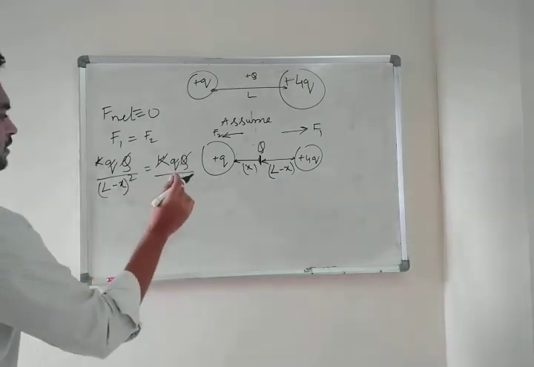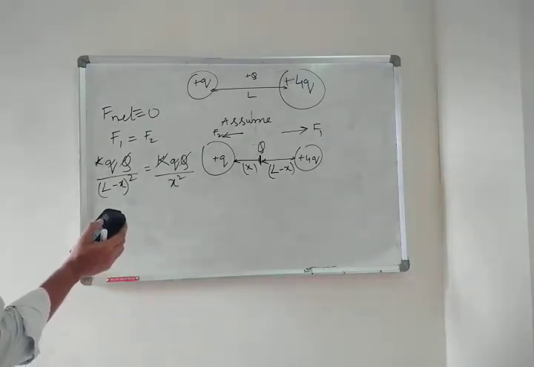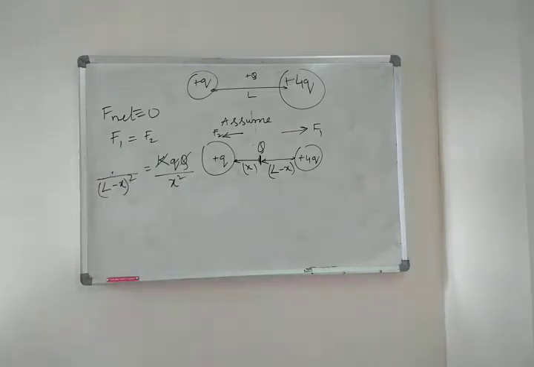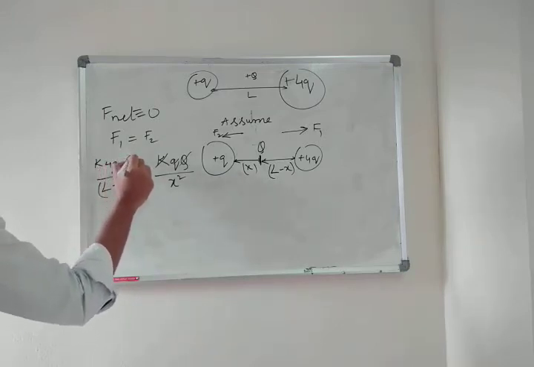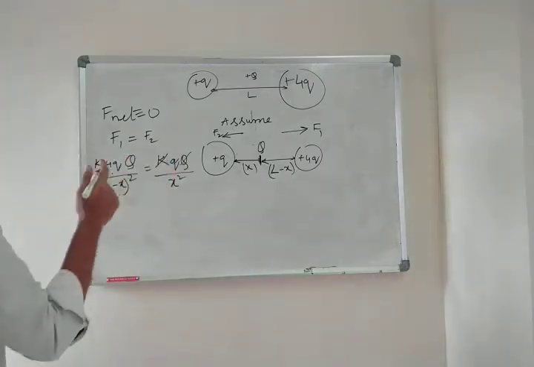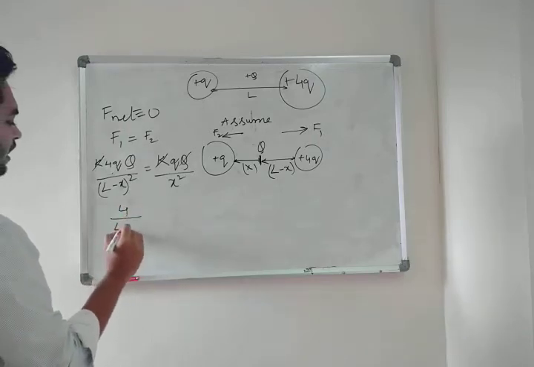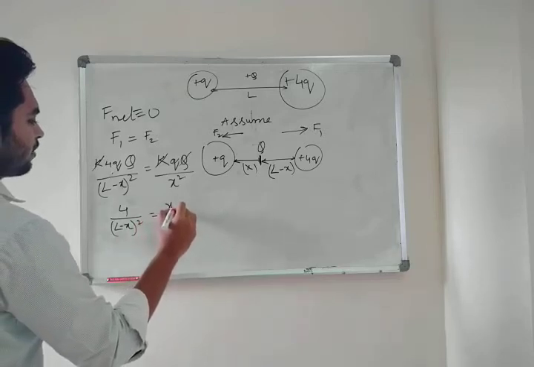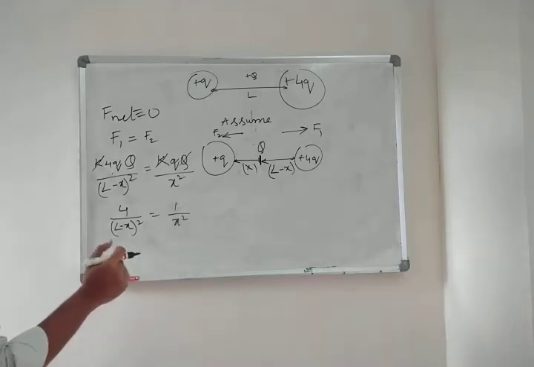Now what is left out? Sorry, one second. Here the charge is plus 4Q, right? So K, 4Q and Q. These two charges, right? So 4Q and Q. Q cancel, K cancel. Now what is left? 4 by L minus x whole square equal to 1 by x square. Now what do we do?